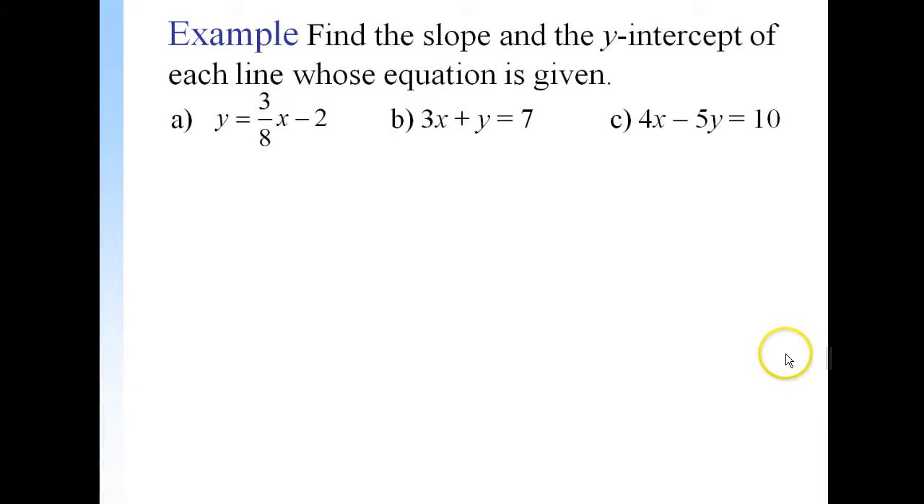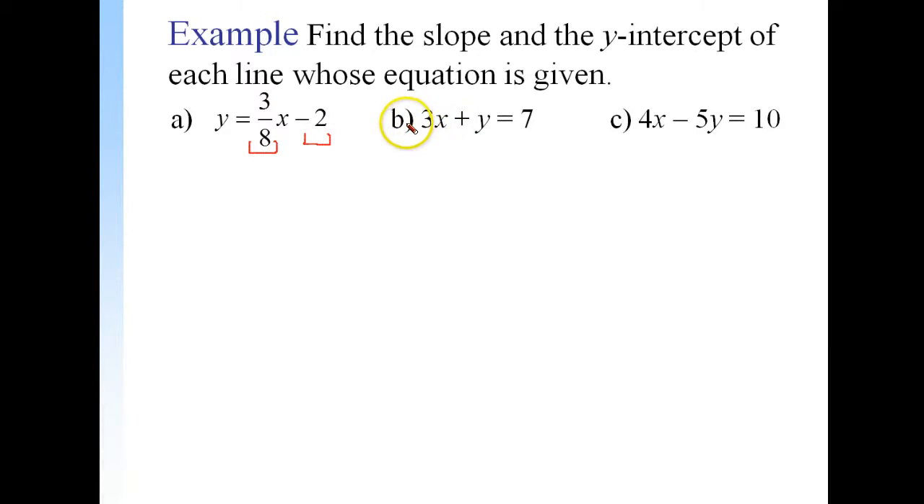Okay, now they're asking us to find the slope and y-intercept of each line. Now notice the first one is very easy because it's in slope-intercept form. So our slope will be 3/8. Our y-intercept is a -2.